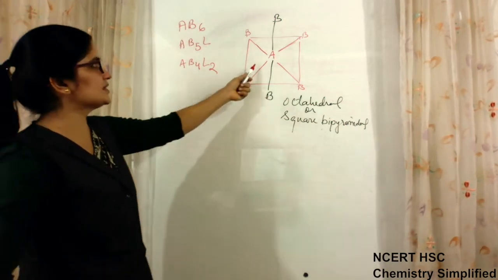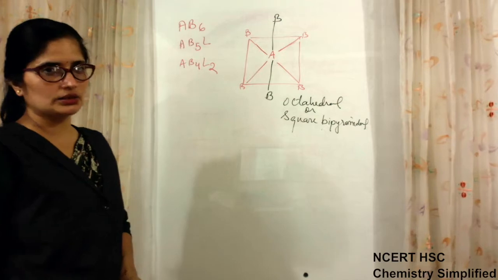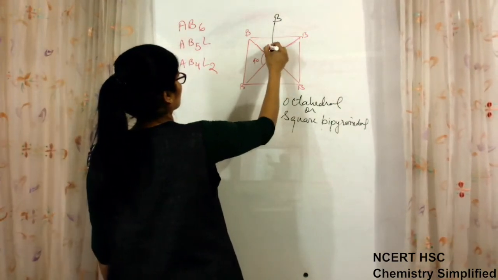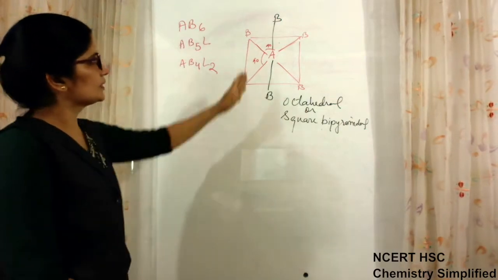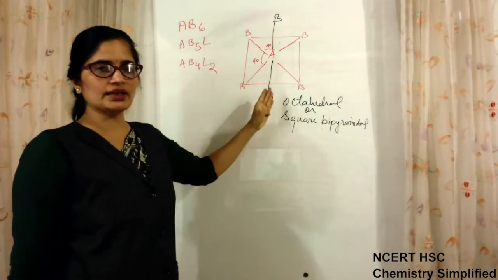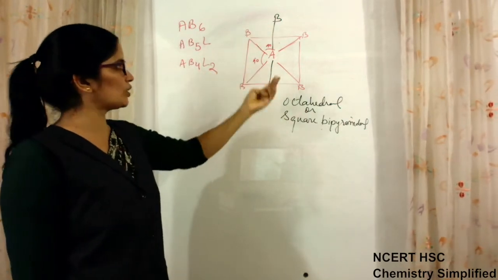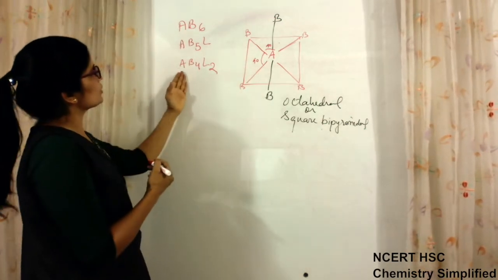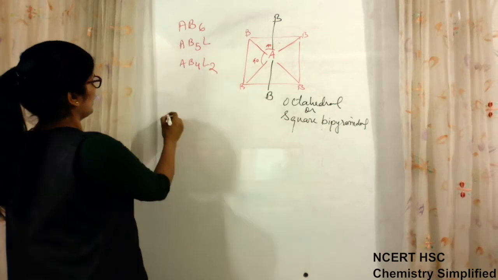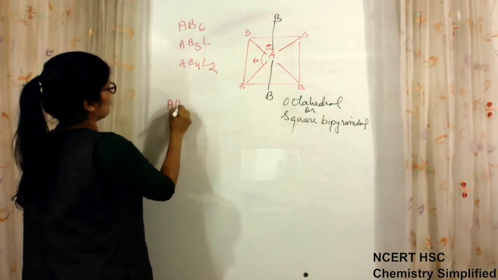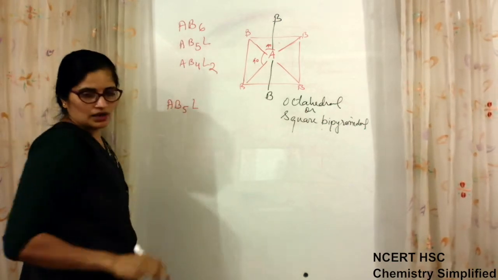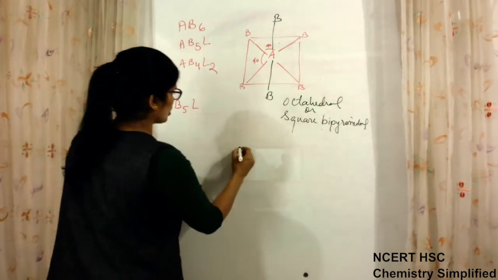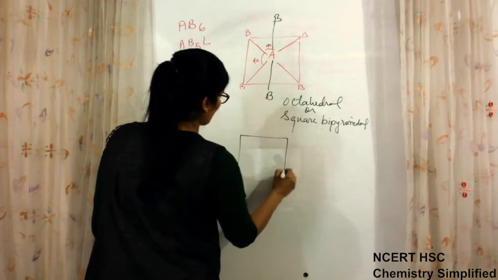All bond angles in this are 90 degree. Even the axial bonds are having angle 90 degree and equatorial are also having 90 degree. So in this case what will happen? We discuss AB5L. One of the pair is lone pair. So the geometry becomes, the square remains as it is.